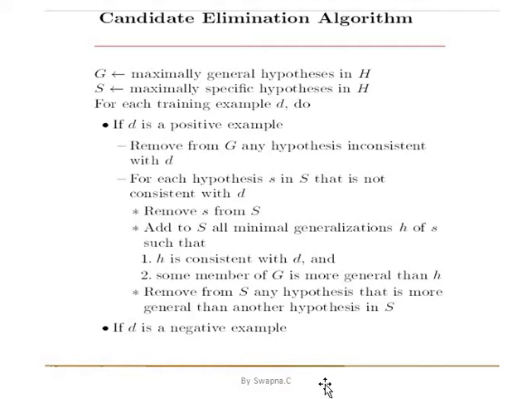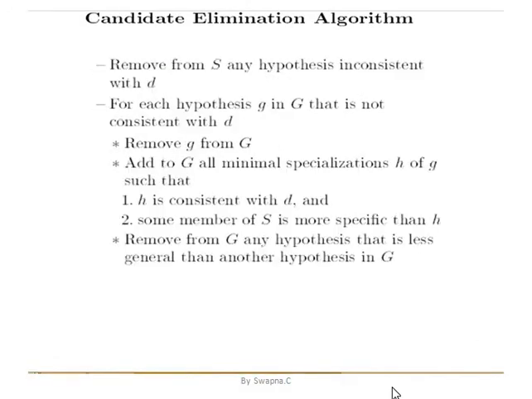If we encounter a negative training example, what are we doing? We keep the specific hypothesis as it is, and we make the general hypothesis more specific, depending upon the attribute values of the negative training example. Is that clear? So these are the steps given in this candidate elimination algorithm.